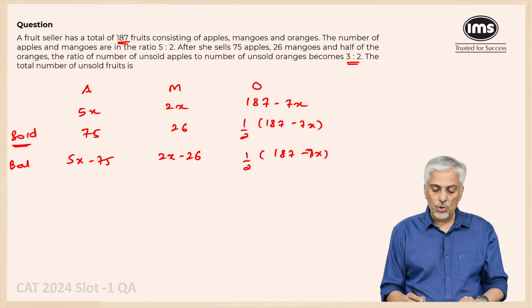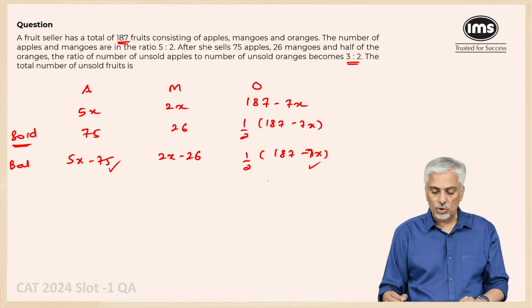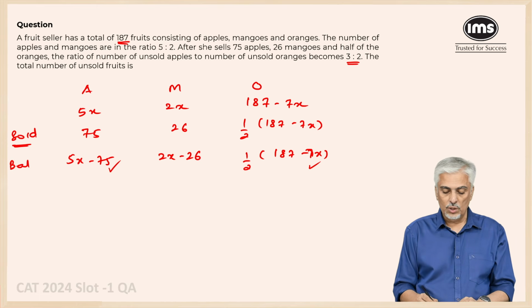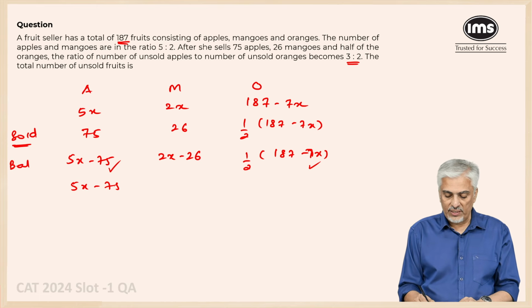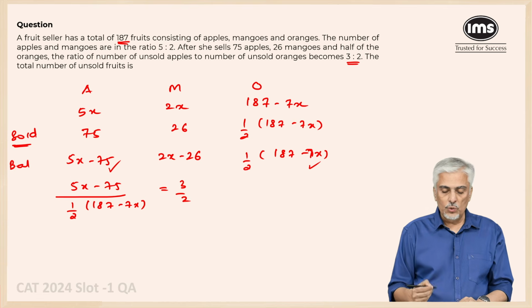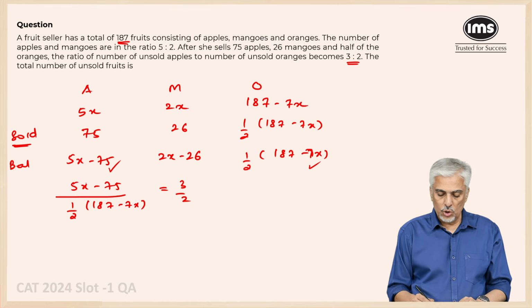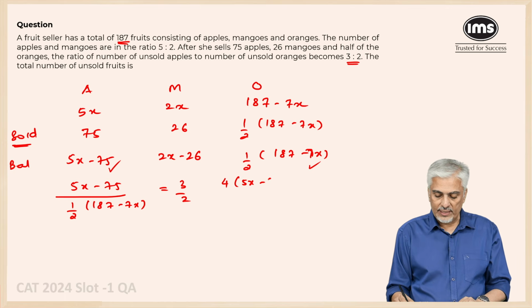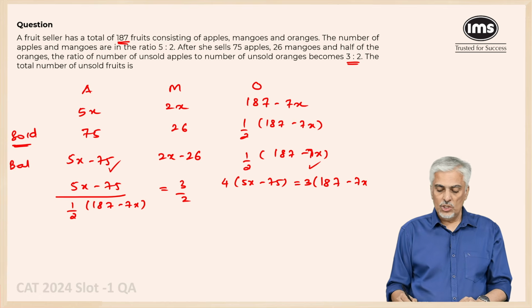And this ratio, unsold apples to unsold oranges, is 3:2. So 5x minus 75 upon half of 187 minus 7x is 3:2. This 2 will go on top. So if I cross multiply, I'll get 4 into 5x minus 75 is 3 into 187 minus 7x. So that's 20x minus 300.